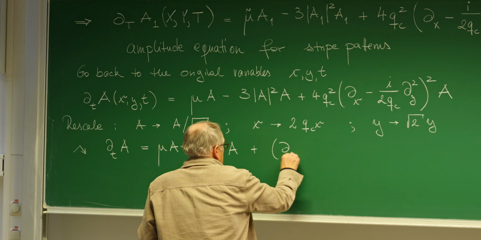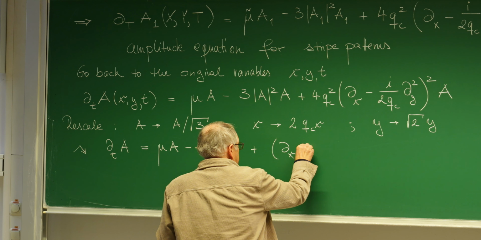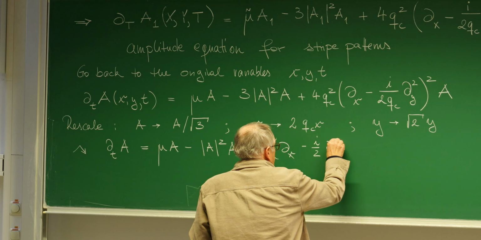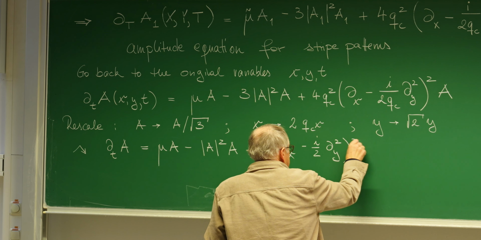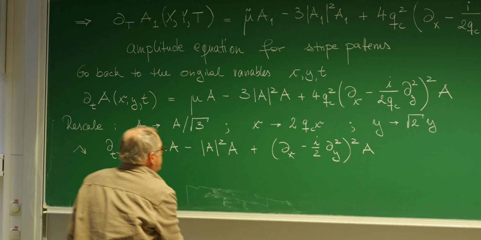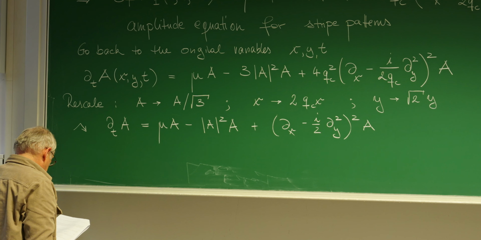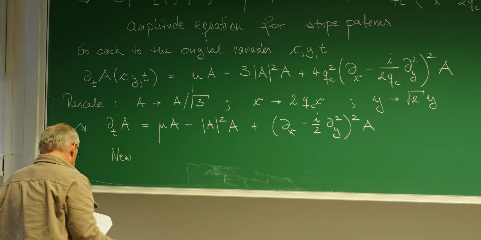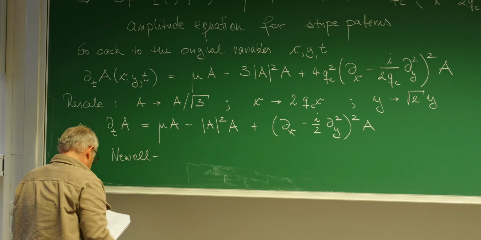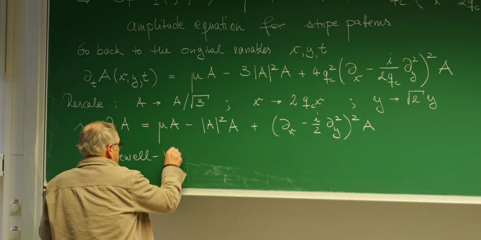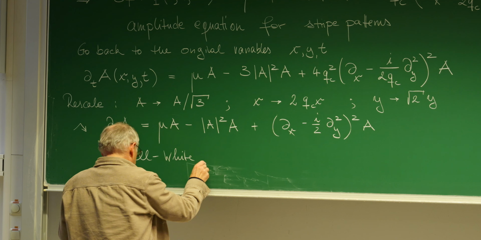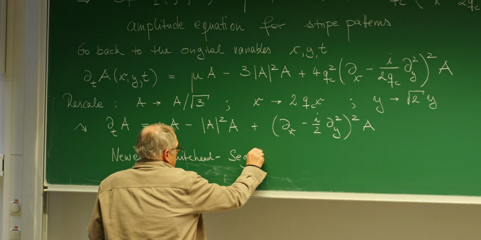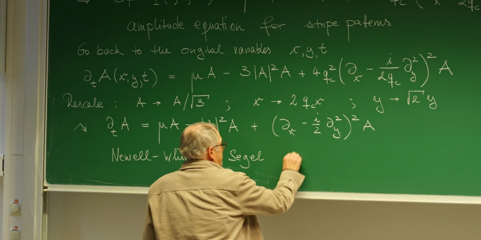This is then dx minus i over 2 dy squared A. And that equation is again an equation named after 3 scientists. It's Newell, Whitehead, and one we know already, Segel equation.